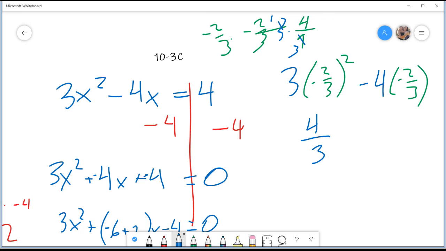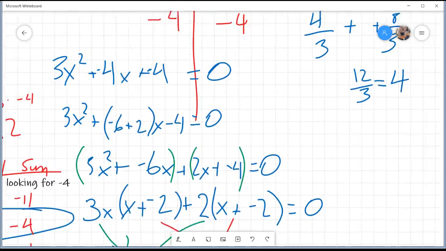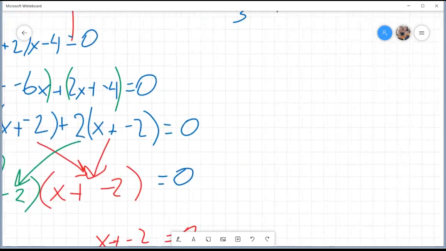And if we do 4 times negative 2/3, that's negative 8/3. So we have 4/3 minus negative 8/3. Minus negative 8 is positive, so we have 12/3, and that's 4. That's correct. The other number that we had to check was 2, I believe. Yep, we have to check 2.